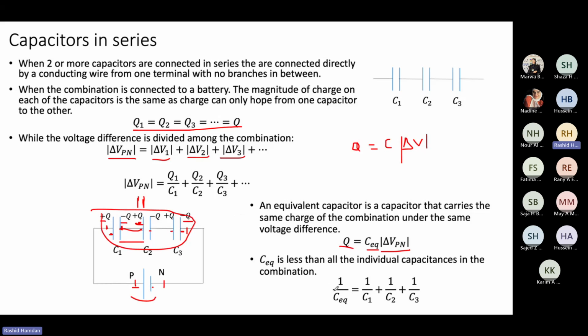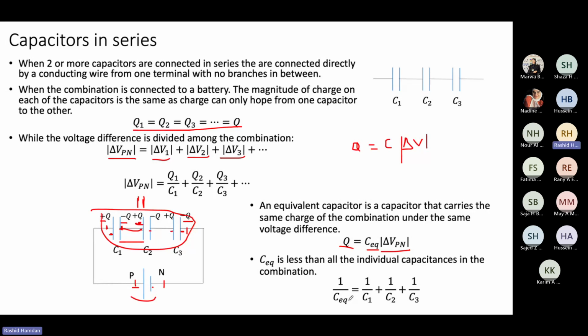And I found that 1 over C equivalent is equal to 1 over C1 plus 1 over C2 plus 1 over C3. It means that the capacitor that replaces all three capacitors that we place in series is actually smaller than all of them. Why? Because we're adding the inverse. So this equation gives us 1 over C equivalent. Then we have to flip it to find C equivalent. So C equivalent actually is less than the smallest of all the capacitors.